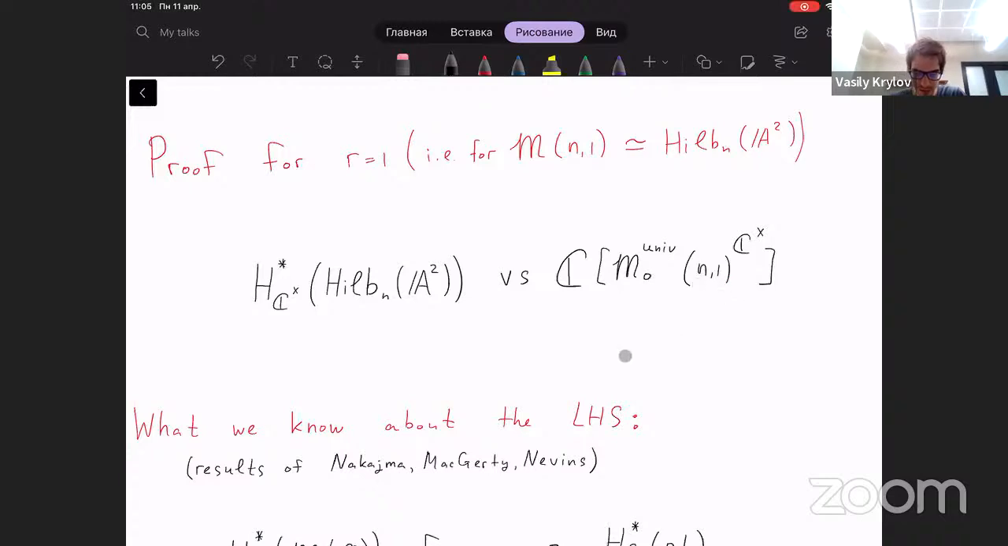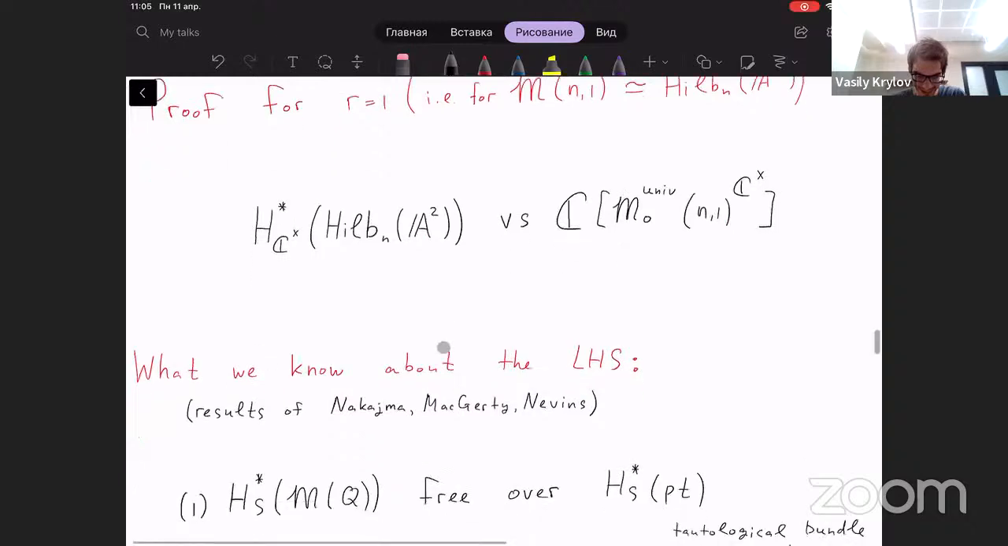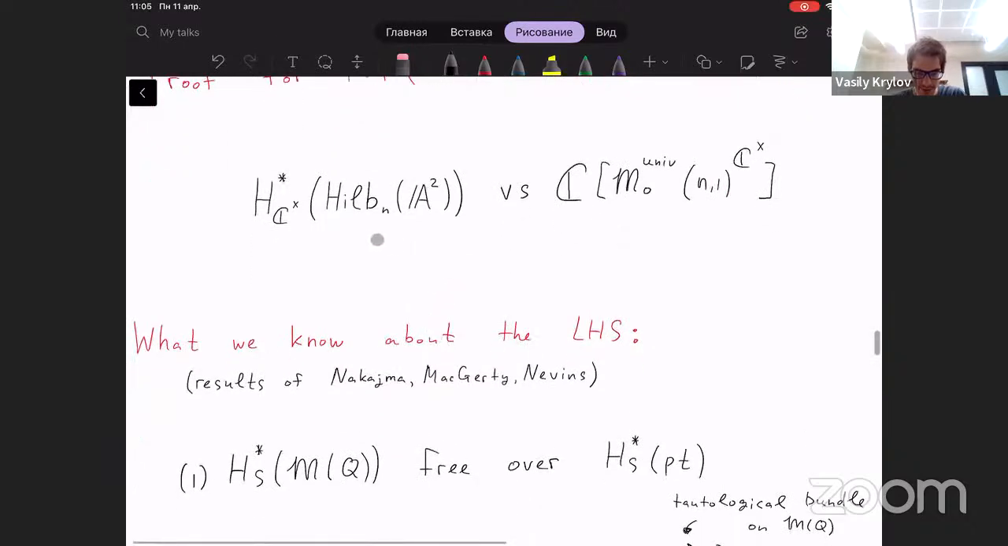Let us first concentrate on the left-hand side, since it's much more studied. Let me not think about the Hilbert scheme here, and instead consider an arbitrary quiver variety M(Q). Since I didn't define this variety, for people who don't know the definition, just think about M_{n,1} or M_{n,R}, since I defined them. So what is known about the left-hand side, about this equivariant cohomology?